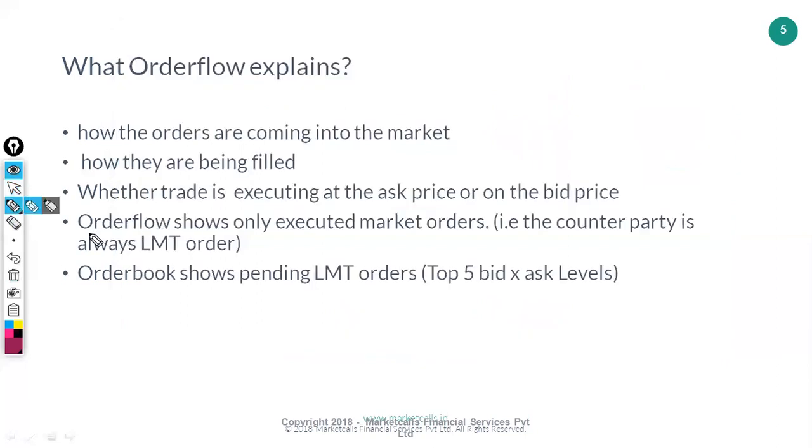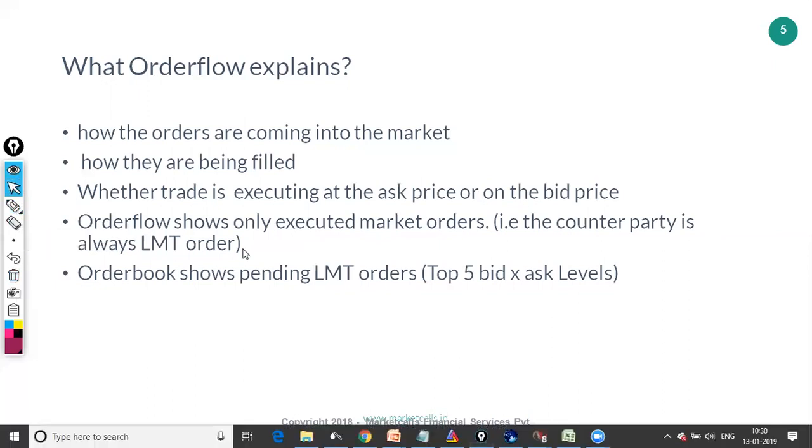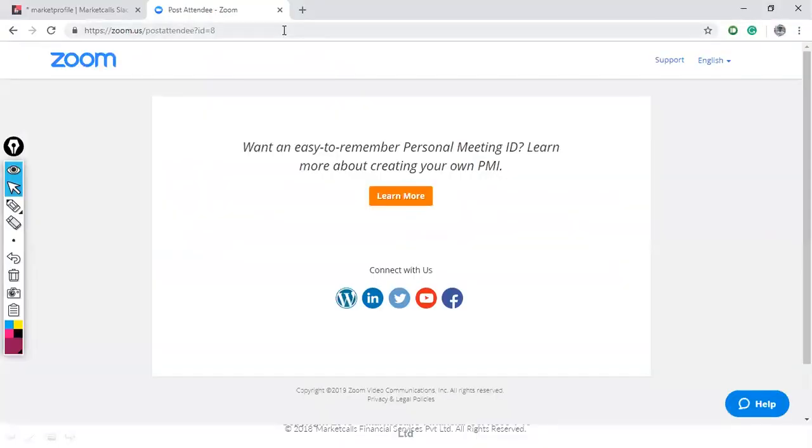So order flow shows only executed market orders. You cannot visualize where the limit orders are. If you want to visualize limit orders, there is one more tool. It's called Bookmap, which shows where the liquidity is. You can also visit bookmap.com. There is one more tool.